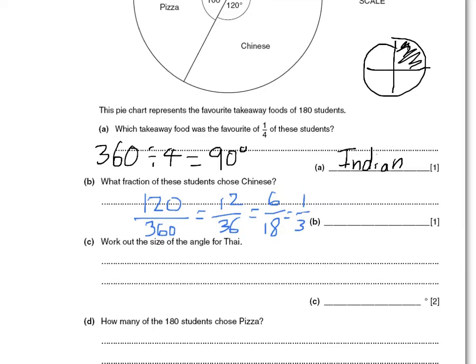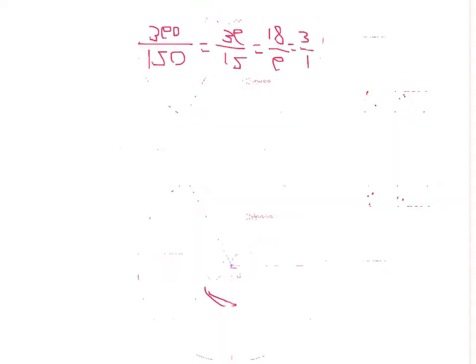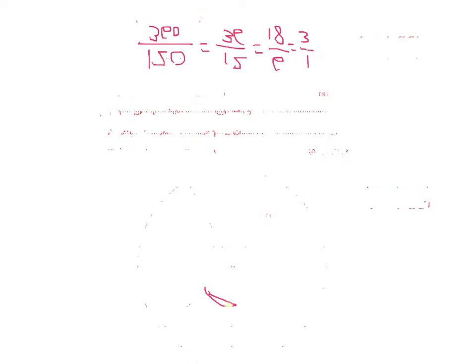So we need to add together 90 degrees, add on 100 degrees, add on 120 degrees. And if we add them together, we get 310 degrees. And what do we need to get from 310 degrees to 360 degrees? Well, we need to add on 50 degrees. So Thai is 50 degrees.